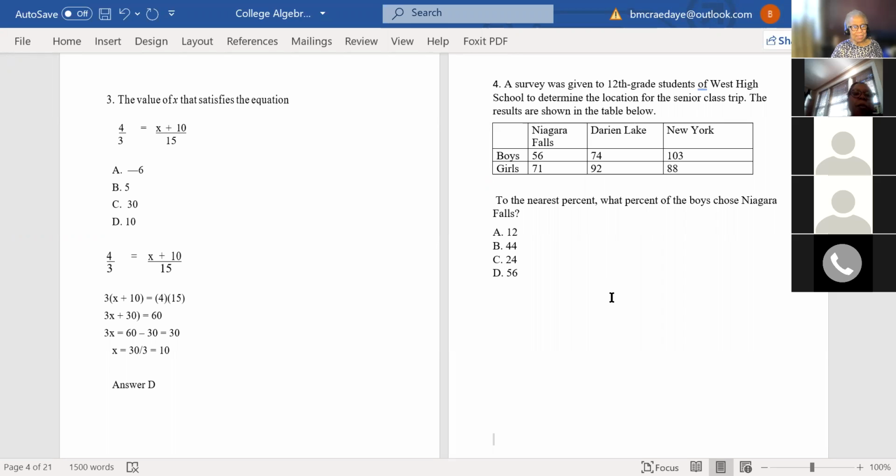Now, 56 is the number of boys that chose Niagara Falls, Latoya. How would you find the percent of the boys who chose Niagara Falls? 56 out of 100.